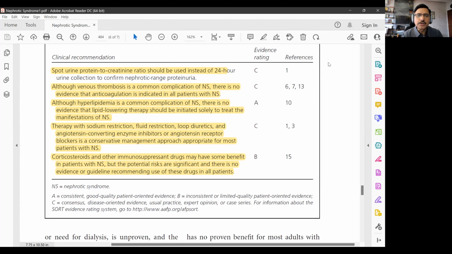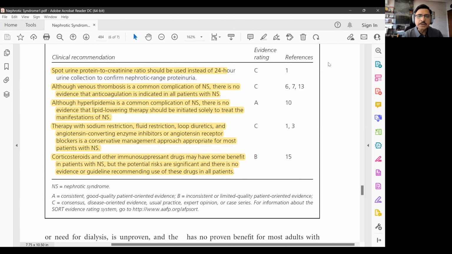Therapy with sodium restriction, fluid restriction, loop diuretic, ACE inhibitors and angiotensin receptor blockers is a conservative management approach appropriate for most patients of nephrotic syndrome. Okay, all, and for hyperlipidemia, no separate treatment is A grade. The other three which we have read are C grade, and B grade is corticosteroids and other immunosuppressants may have some benefit in patients with NS, but the potential risks are significant and there is no evidence or guideline recommending the use of these drugs in all patients for a long period.